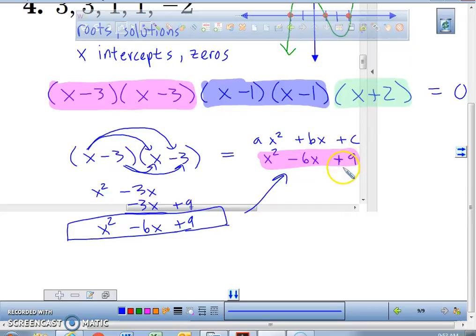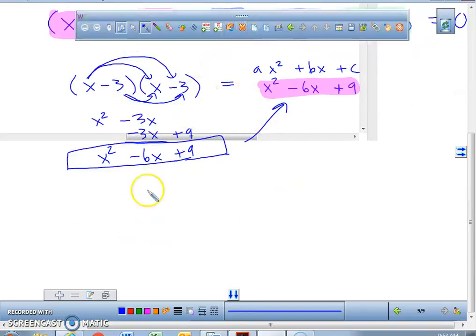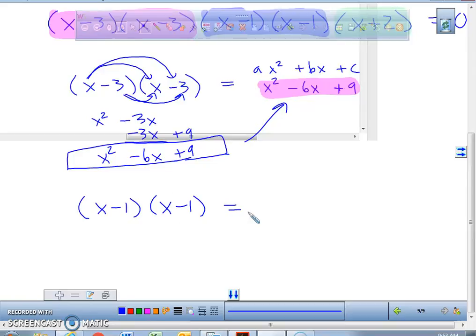What I'd like you to do right now, in the blue, take x minus 1 and multiply it to an x minus 1 without using the FOIL method to save us some time. So go ahead and do that on your paper and see if you get it right.